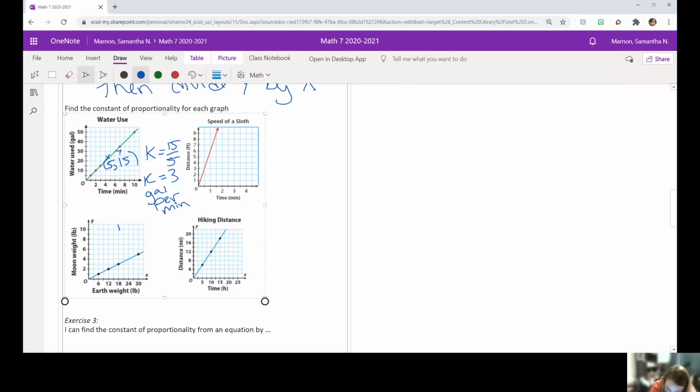Speed of a sloth, we've done this one a couple of times. This one you should start remembering seeing. I'm going to use this point. This point is 1.5, comma 9. So we're going to do 9 divided by 1.5. We type that in our calculator, and you'll end up getting 6 feet per minute.